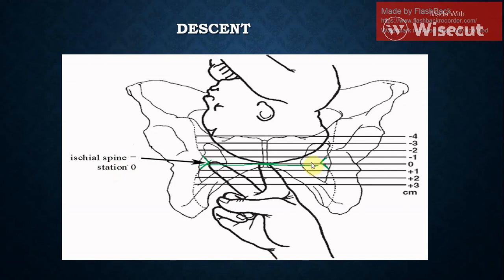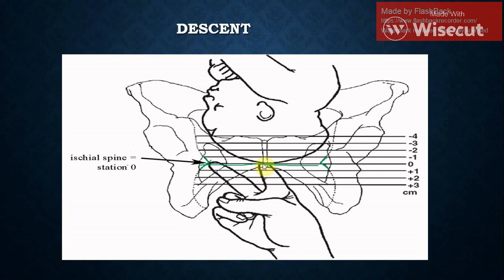As the fetal presenting part descends downwards below the ischial spine, it is represented as +1, +2, +3, +4 and +5 centimeter. So with each centimeter descent from the ischial spine, it is recorded and represented as a +1, +2, +3, +4 and +5.